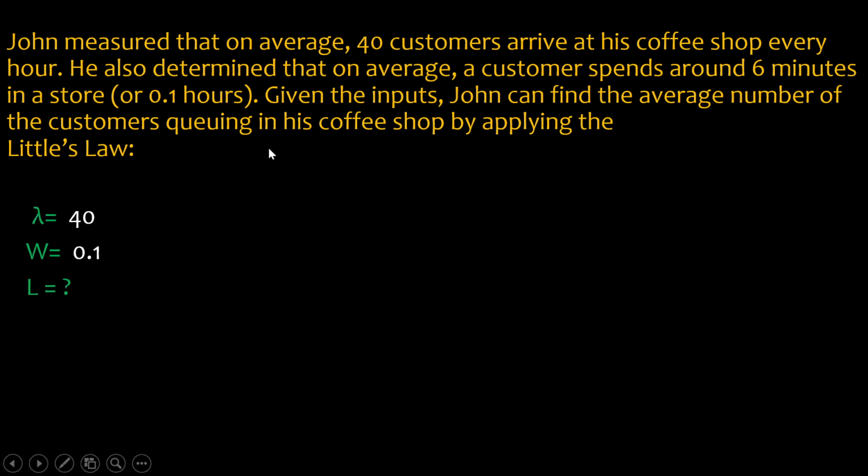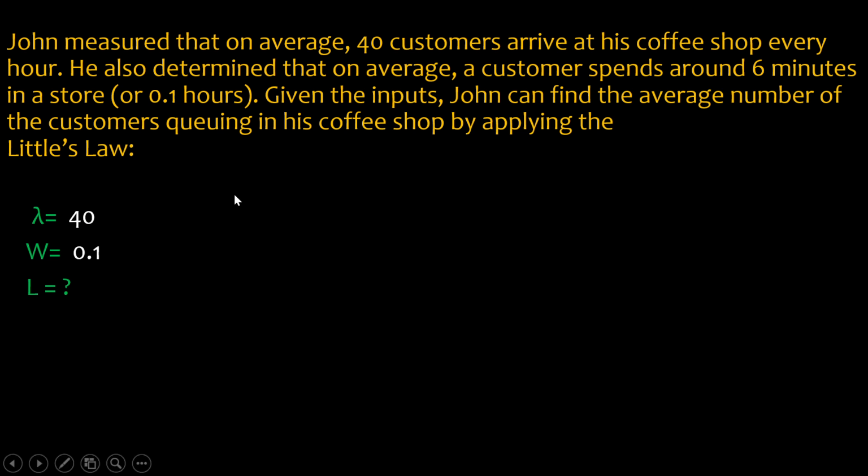So let us see first what is given in the question. We can see two numbers, that is 40 and 0.1. So lambda is 40. If we read this statement, it says that 40 customers arrive at the coffee shop every hour, that is 40 items arriving per unit time, which is lambda. As we discussed in the definition of Little's law and in the mathematical representation, we saw what lambda is and what W is. Again, W is the waiting time of an item in the queuing system.